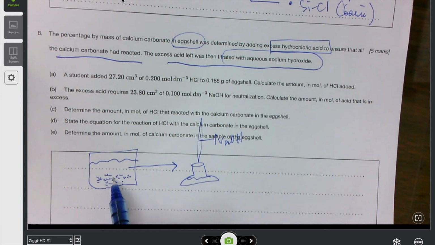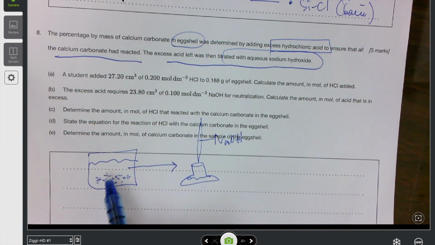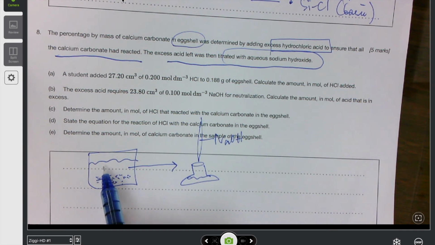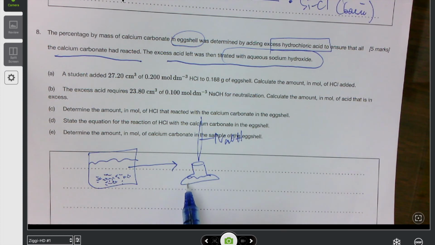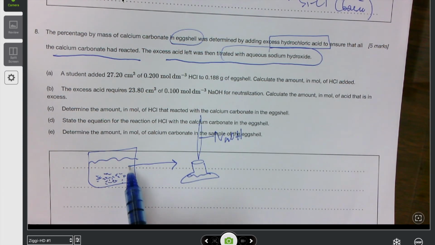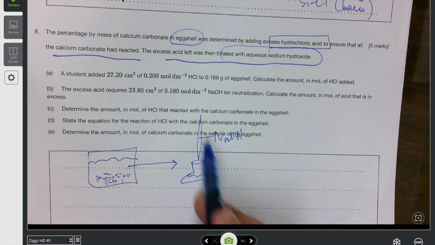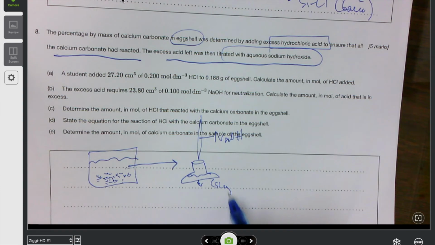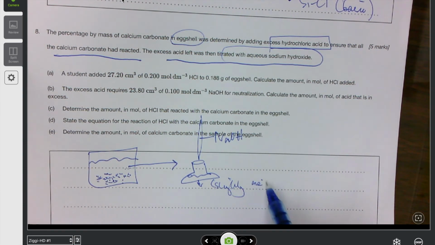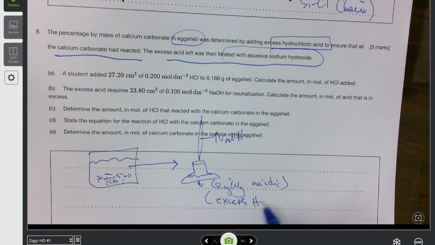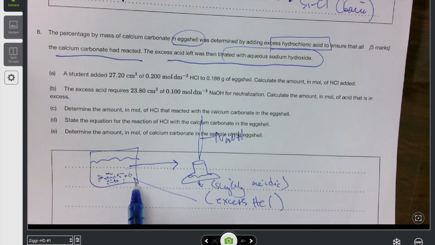this calcium carbonate completely reacted with HCl, this shouldn't be acidic anymore. There's no more HCl. So we don't know. So what we did was we took a sample, titrated it with NaOH to see whether this is still slightly acidic. In other words, you want to check if there is excess HCl that did not react completely with calcium carbonate.